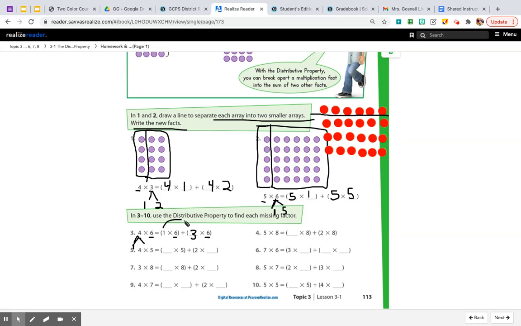Notice how this 1 and this 3, when you add them together, you get the number that you split up. And notice how they weren't split up equally. It doesn't have to be equal.